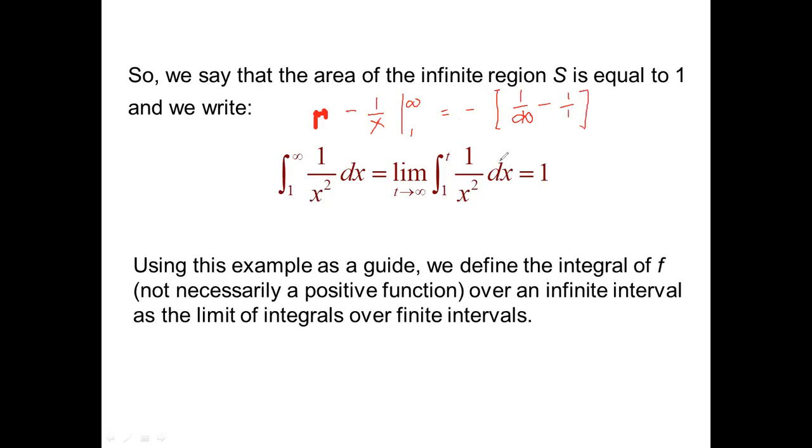Now, this one, 1 over infinity, is 0. So this is the negative of negative 1, so that would still be 1, and it's the same as this one. Okay? This is just an interpretation. This one, the limit thing, is just an interpretation of your improper integral on the left.